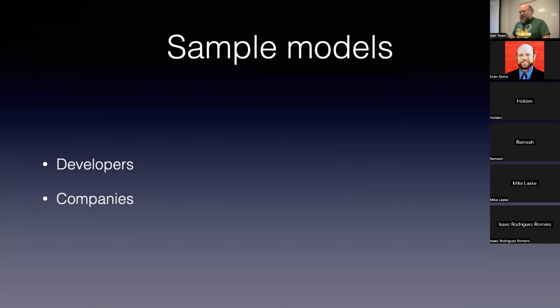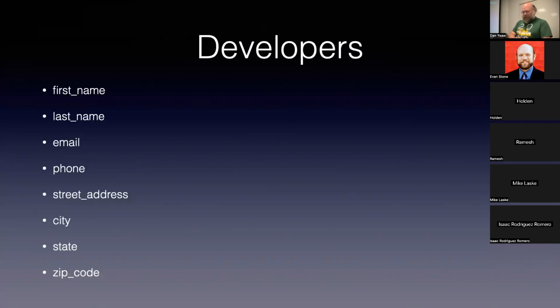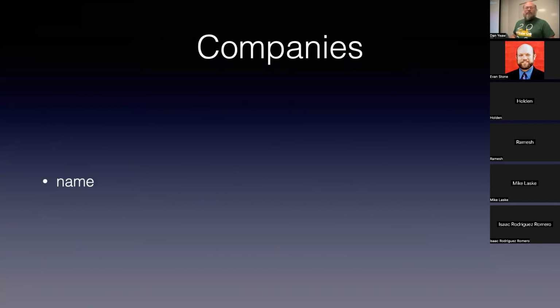All right. These are going to be the sample models that we're working with today. Super creative, I know. Developers and companies. And here, these are going to be the sample fields that we use for our developers model, which will have a corresponding developers table. So first name, last name, email, phone, street address, city, state, zip code. Pretty straightforward stuff. And for our company's model, name. So we're going to keep it simple.